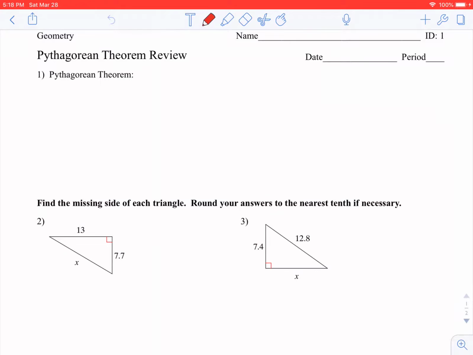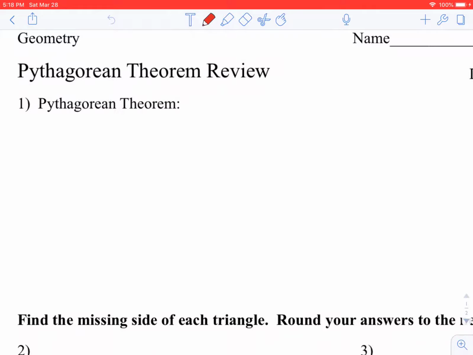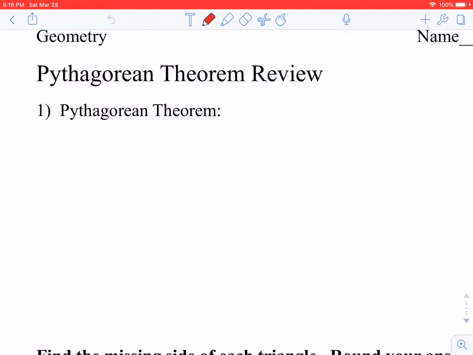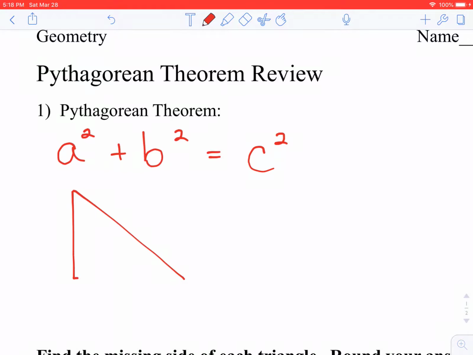Okay, so the Pythagorean Theorem. I showed you a video that hopefully got stuck in your head so that you remember the Pythagorean Theorem. It's the following: a squared plus b squared equals c squared. What we can use the Pythagorean Theorem for is to find missing side lengths in a right triangle. To the best of my ability, I'm going to draw a right triangle. That's pretty good for freehand.